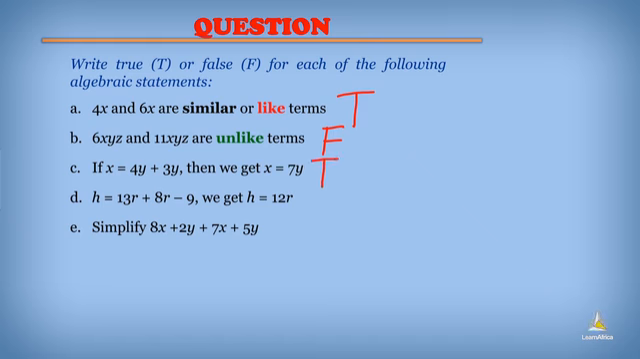Then we have D says H equal to 13R plus 8R minus 9. We get H equal to 12R. That's not true, so we write false. And here for E, we are meant to simplify 8x plus 2y plus 7x plus 5y. Don't forget, we have to bring together the like terms. 8x and 7x are like terms, and then we have 2y and 5y. So putting this together, 8 plus 7 will give us 15x, and 2y plus 5y would give us 7y.